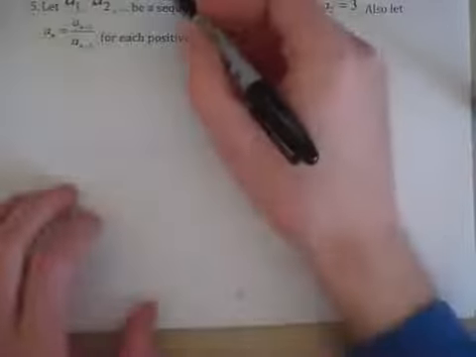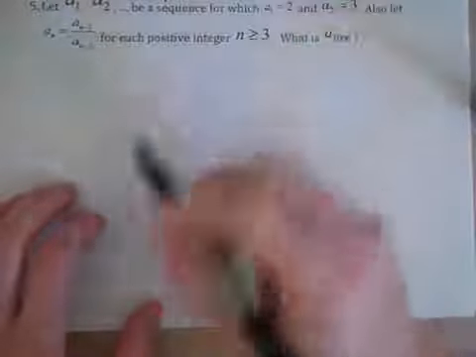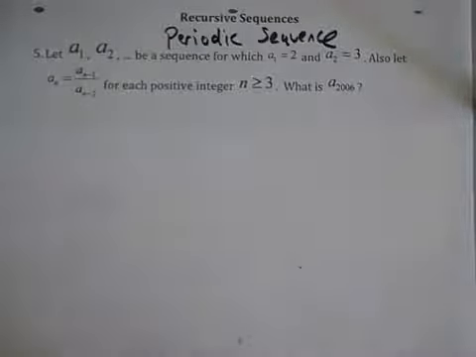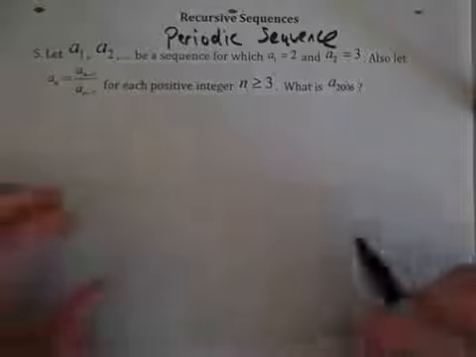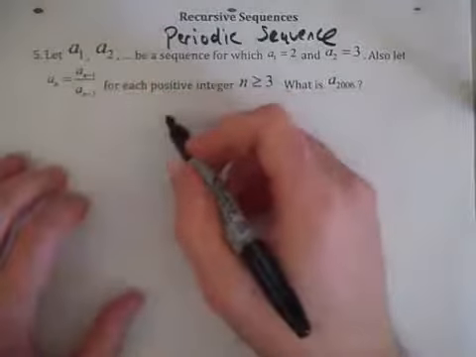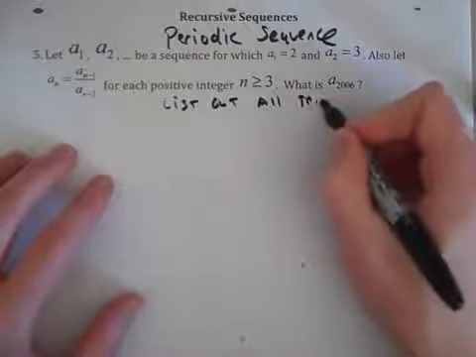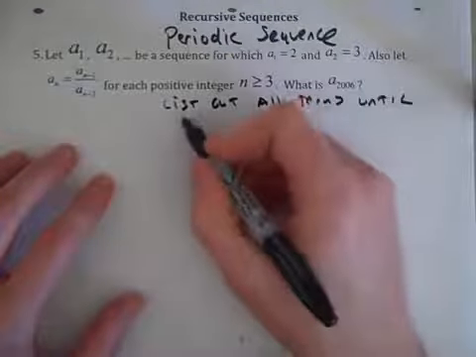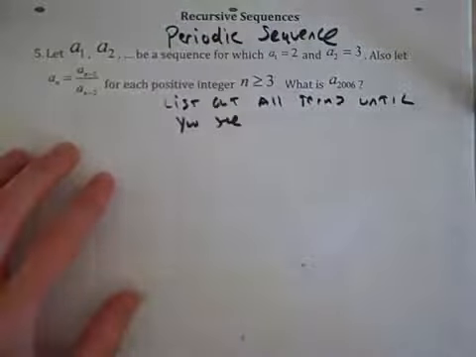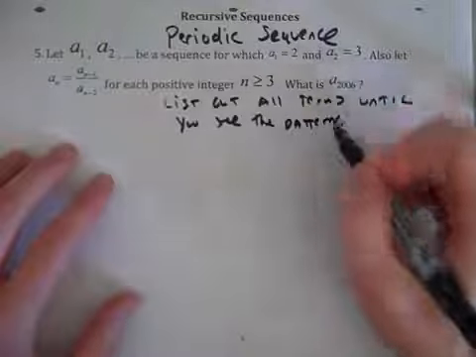The last one is a periodic sequence. If you look in the introduction to the notes, you'll see I give an explanation. But basically, it's a sequence whose terms repeat after a certain number of terms. So let's get right to this. The general strategy is to list out all terms until you see the pattern. Let's see what that means.